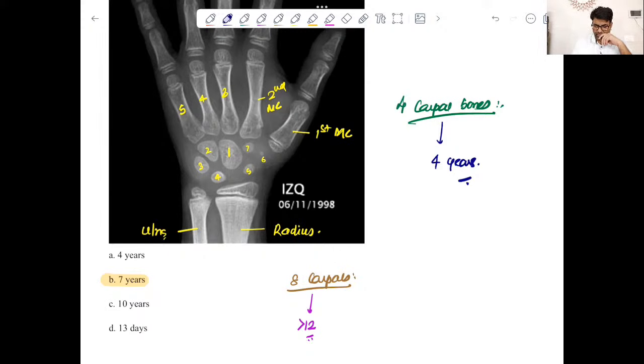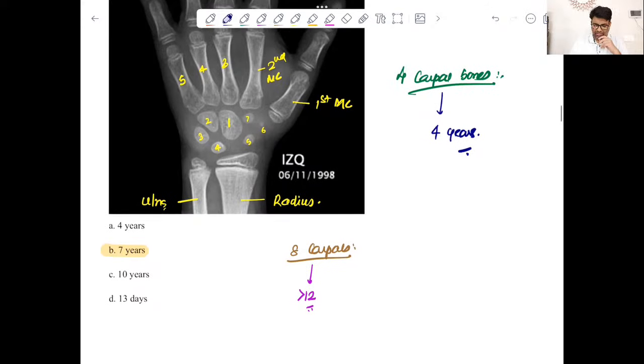So here we are seeing 7 years. And what I mean to say, every year there is an increase in 1 bone. So if you see only 1, the age is 1 year. If you see 2, the age is 2 years. 3 years. 4 bones, 4 years. 5 bones, 5 years. 6 bones, 6 years. 7 bones, 7 years. But 8 bones, 12 years or beyond, right? So this looks very tough, but it's very simple. If you can count 7 bones, simply mark 7 years.